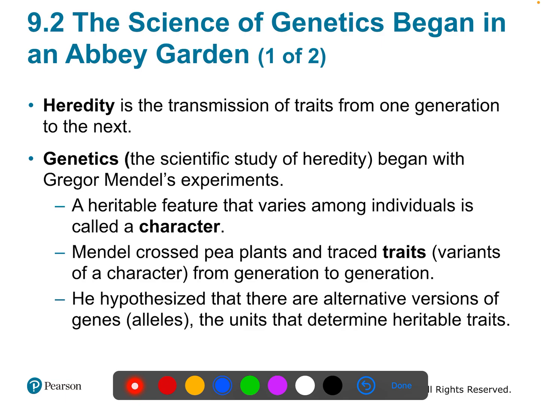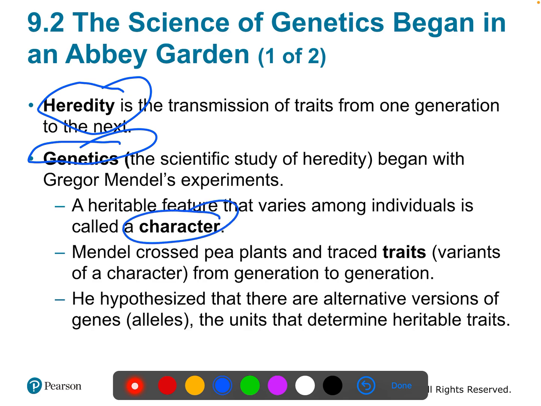Let's start first by beginning the unit by defining what the word heredity is. Heredity is the transmission of traits from one generation to the next, passing on of traits from parent to offspring and offspring on to further offspring. Now, the people that study this field of science are called geneticists, and this branch of science is called genetics. Many consider Gregor Mendel the father of modern genetics.